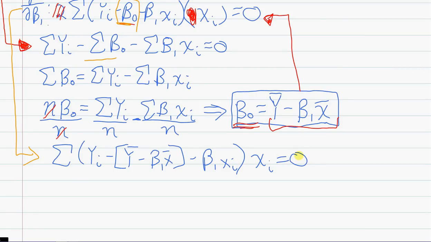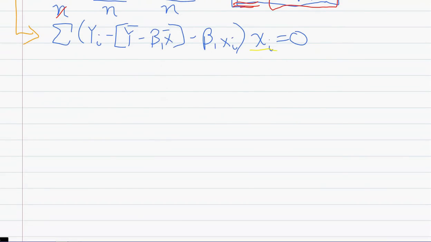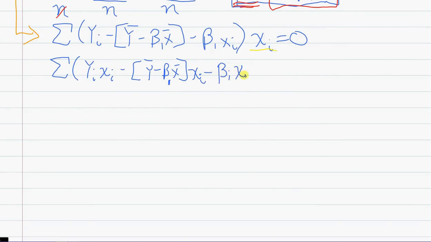So the first thing I'm going to do is multiply everything through by this xi term, because we're going to have to distribute it to each of the terms inside the parentheses here. So let's move down so we have some room to work here. So that's going to look like this, the sum of yi times xi minus, and then here we're going to have y bar minus beta 1 x bar times xi, minus beta 1 xi times xi, equals 0.